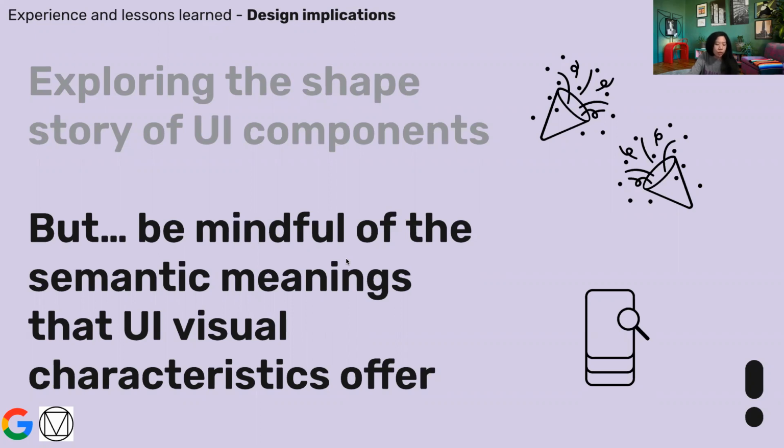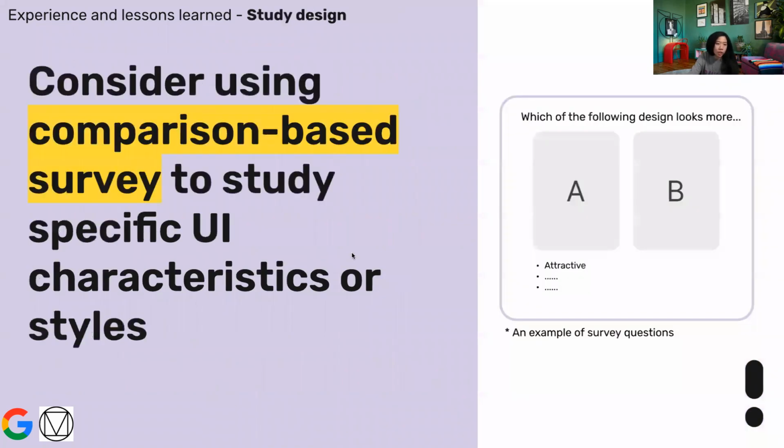So, if researchers want to delve in the design of UI components, how can they design the studies? We benefit a lot from the study design to yield interesting and informative results. Here, I want to share two interesting and helpful tips. First, we benefit from the use of comparison-based surveys to quickly perform investigation on specific UI characteristics.